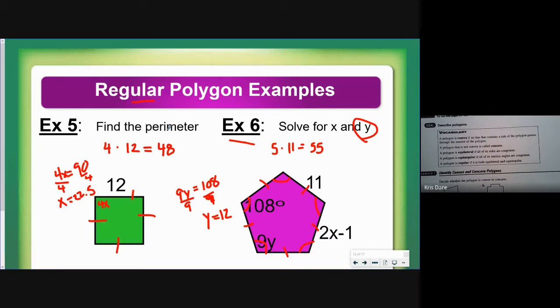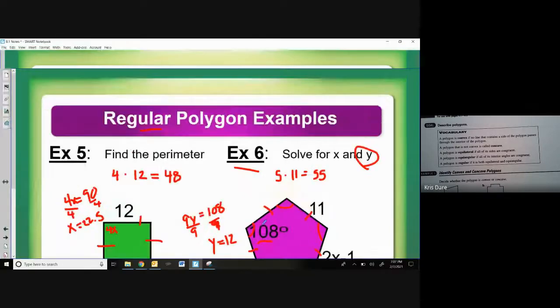If it says find the perimeter, you take the one side times how many sides they have. If it says solve for x or y or whatever is right here, all the angles are whatever degree measure they give you. Regular means equiangular. So you just set whatever is here equal to the angle size that they give you. And that's all there is to it. All right.